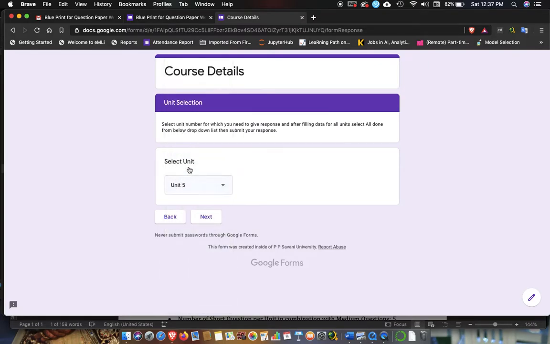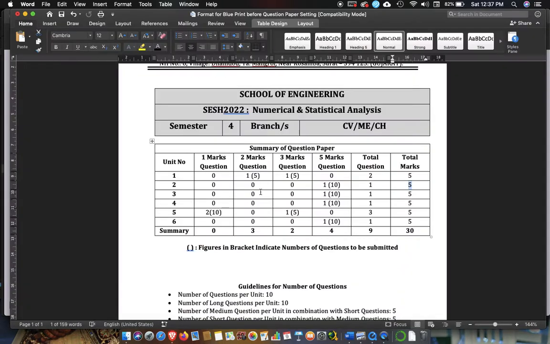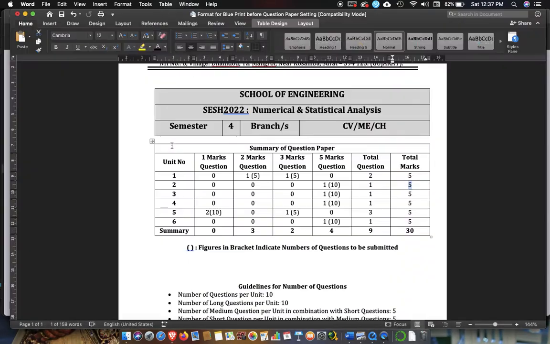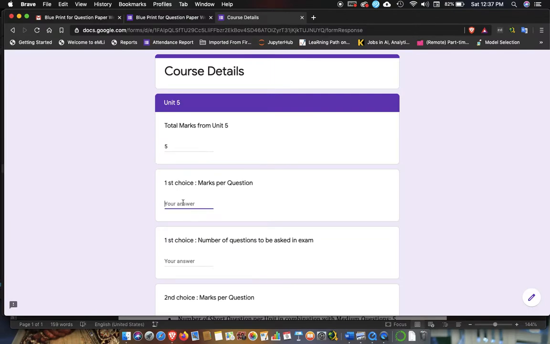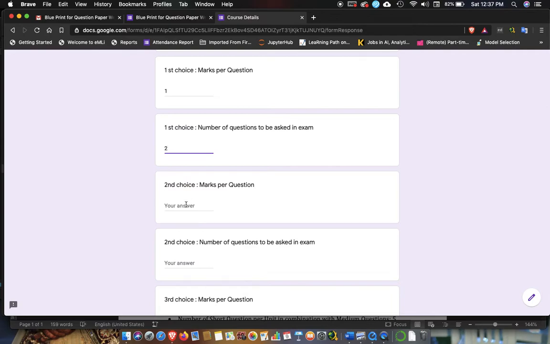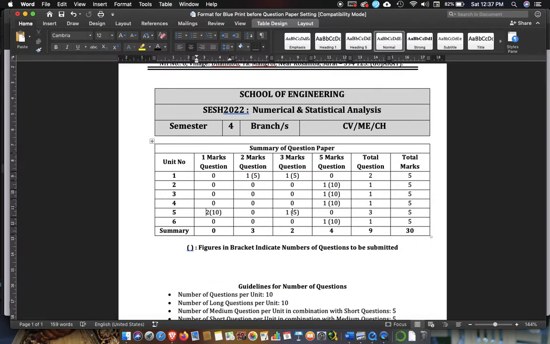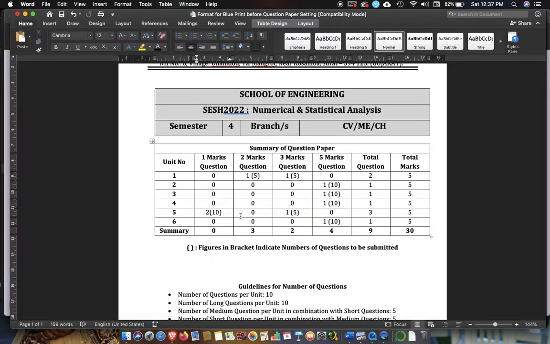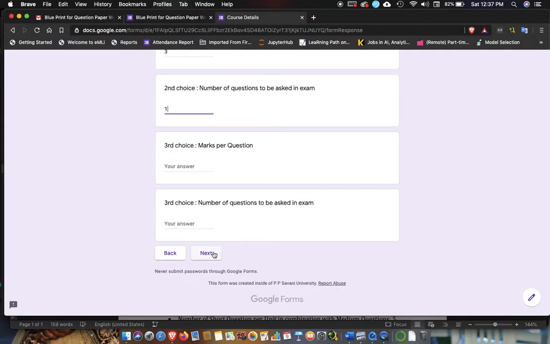Now for unit 5, total marks are 5. I have made the first choice for 1 mark questions, 2 questions of 1 mark. It means marks per question is 1, and I am going to ask 2 questions of 1 mark. Now for the second choice I have made a choice of 1 question for 3 marks. So marks per question will be 3, and number of questions to be asked in the exam is 1. Third choice I haven't made, so I'll keep it blank.